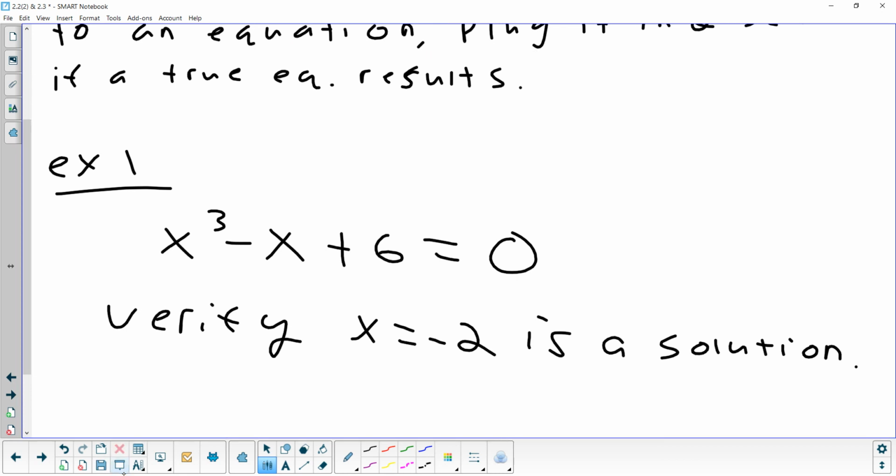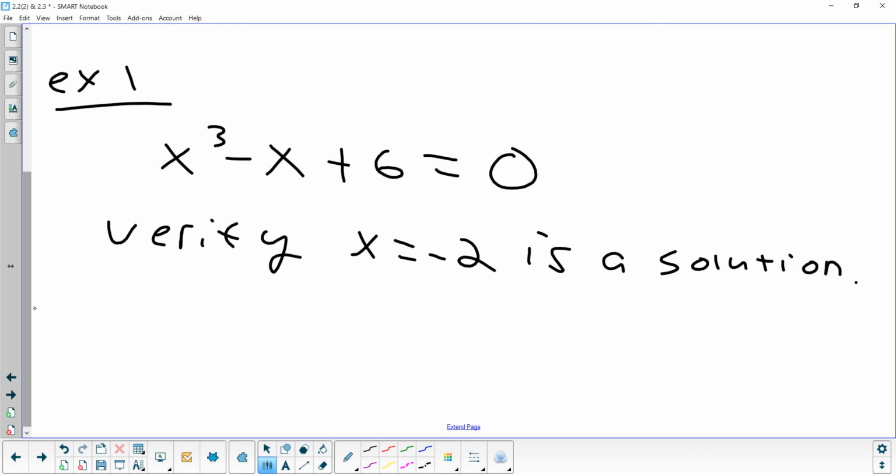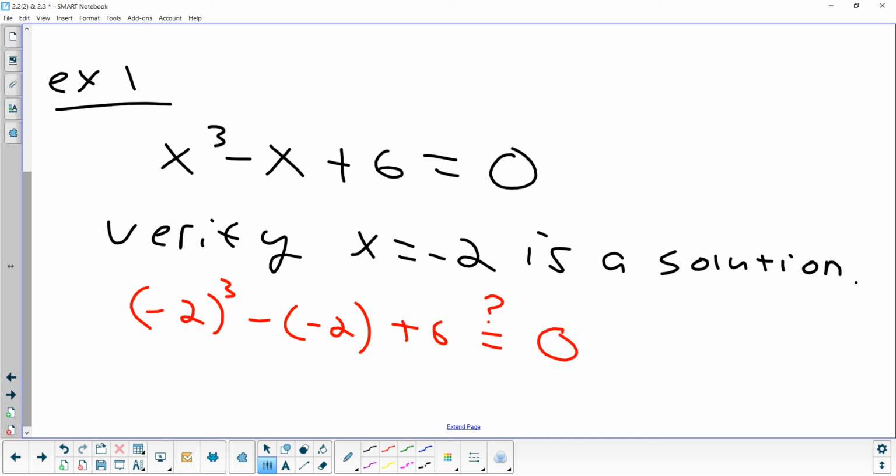And it's a good idea to do it in parentheses, because when you raise a negative number to a power, that negative has to get raised to the power with the number. So we get negative 2 cubed minus negative 2 plus 6. And that's the question, does that equal 0? That's what we're checking.